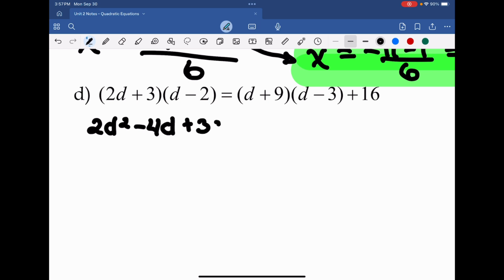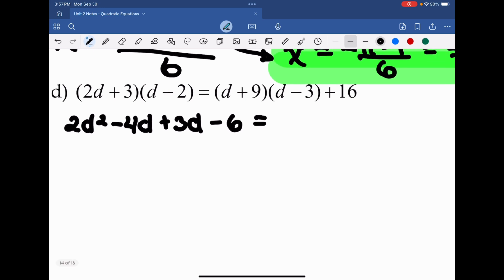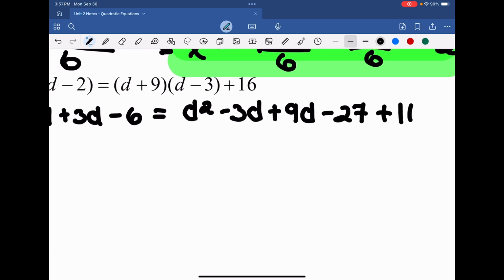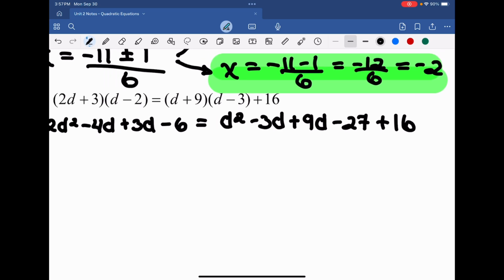3d is positive 3d. 3 times negative 2 is negative 6, is equal to, on the other side, d times d is d squared. D times negative 3 is negative 3d. 9 times d is 9d. And then 9 times negative 3 is negative 27. And then we had that positive 16 that was just kind of floating on the outside.